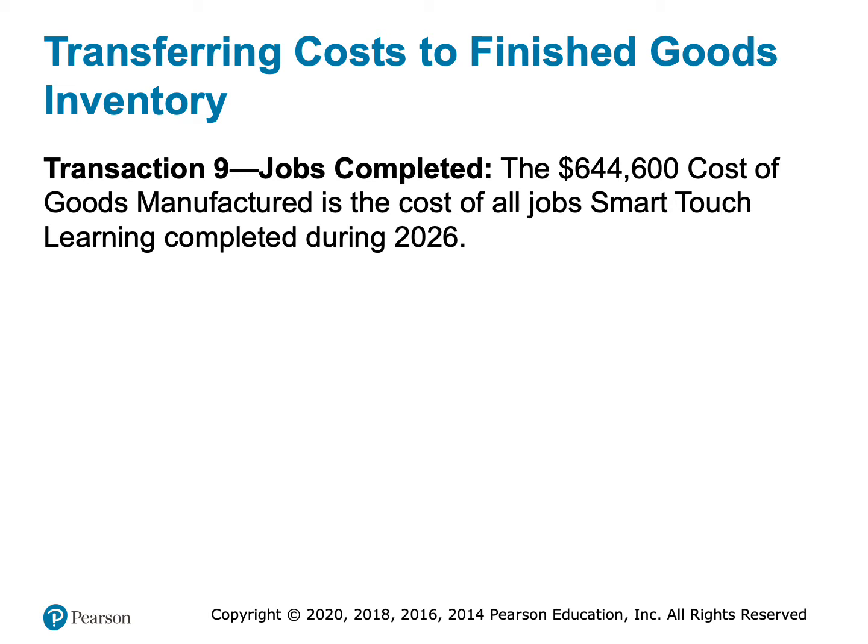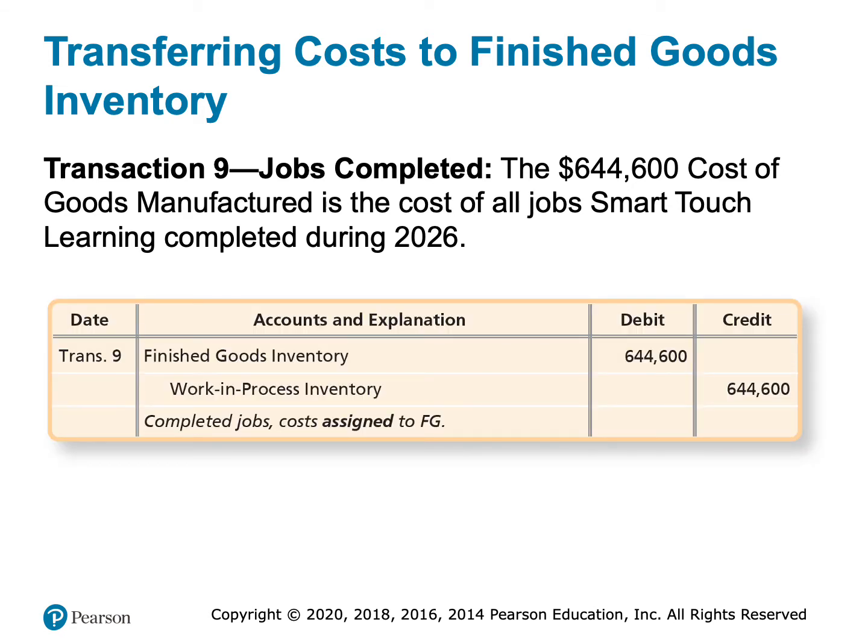So this is the cost that we're going to debit to finished goods inventory to increase that asset account. And we're going to credit work in process to decrease that asset account. So we're going to debit finished goods inventory and credit work in process. So now you've got your T accounts drawn here. You have your finished goods T account, which currently has a zero balance. It had zero beginning balance, and we want to debit it for $644,600.